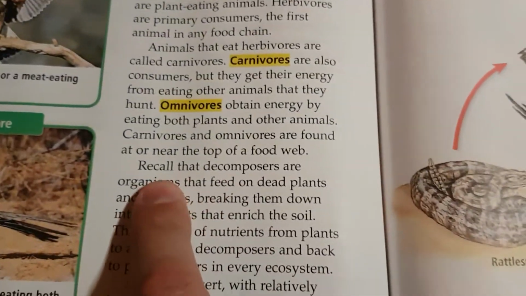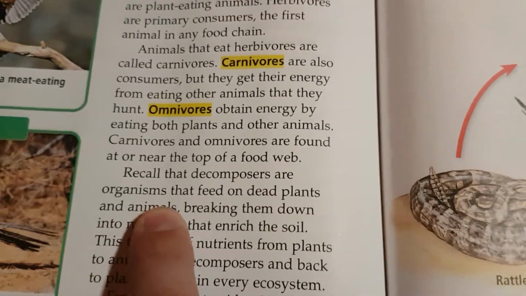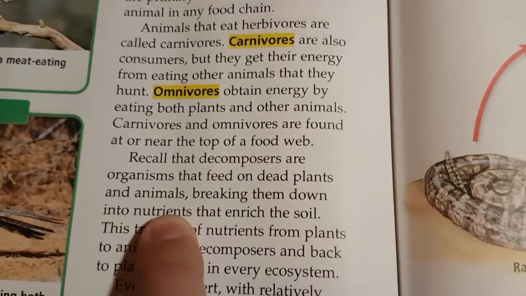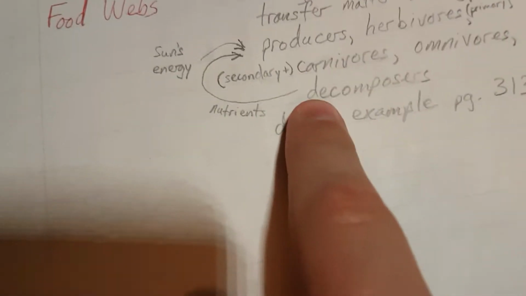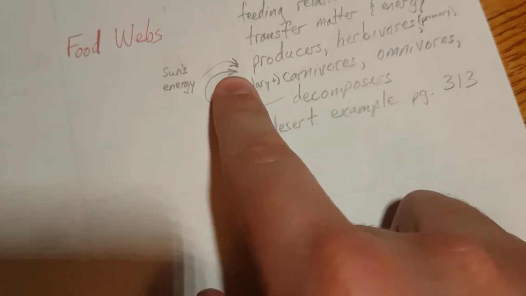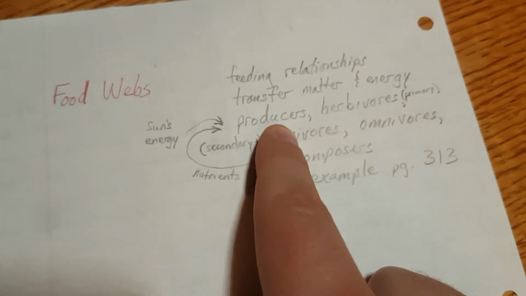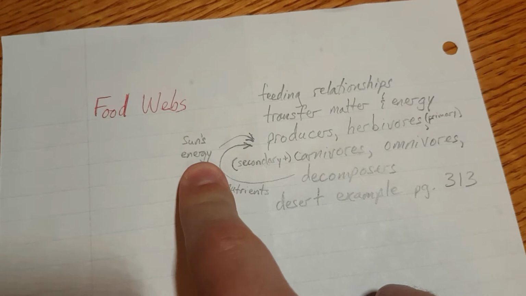Okay, what's up next? Recall that decomposers are organisms that feed on dead plants and animals, breaking them down into nutrients that enrich the soil. Breaking down nutrients, enriching the soil for the producers to use in combination with the sun's energy.